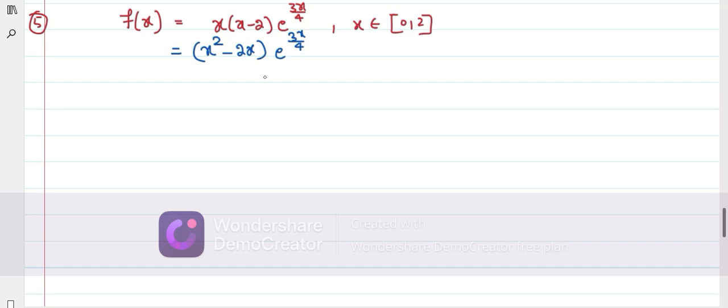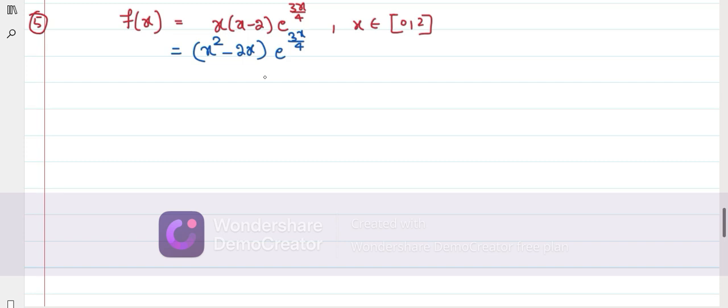And x square minus 2x, what is that? Is it continuous? So x square minus 2x being a polynomial, it is continuous. It is differentiable also. How can you say about the exponential function e power 3x by 4? Is it continuous? Yes, it is continuous for any real number. And it is differentiable also.